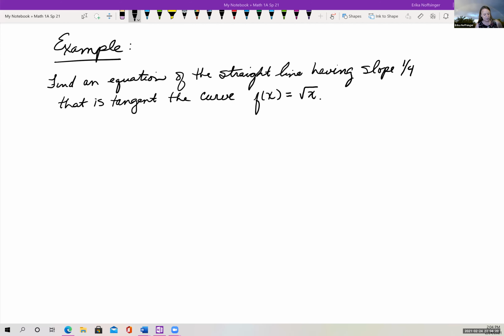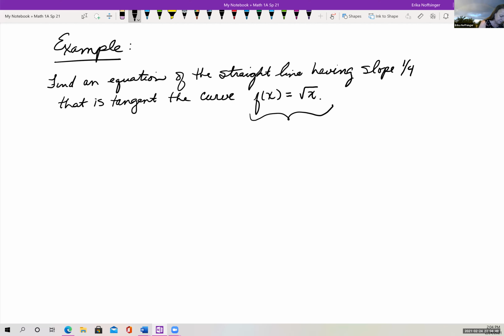So in the following example, we want to find an equation of a straight line that has a slope of a quarter and is tangent to the curve f of x equals the square root of x. So basically what we're trying to do is find where on this function f of x, what value of x has a slope of a quarter. Okay, so we want to look at the derivative function.